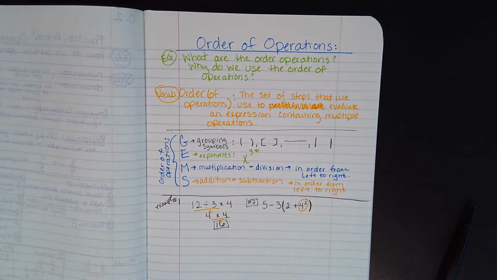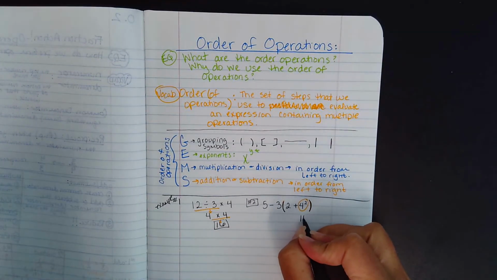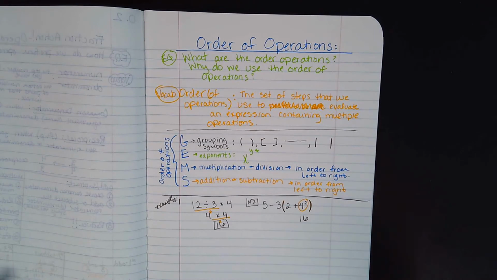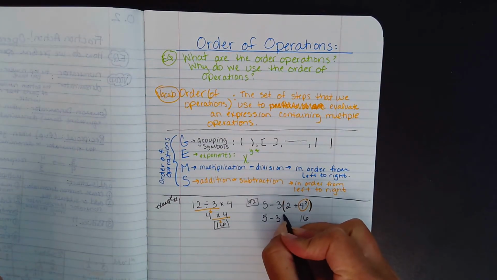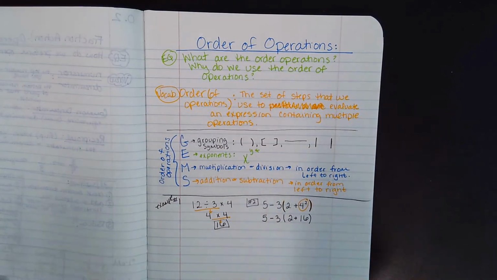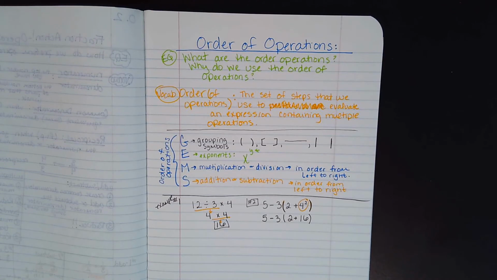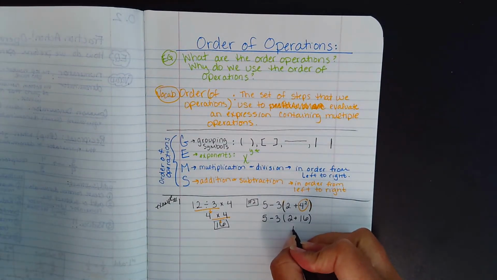And remember that 4 to the second power means I'm multiplying 4 times itself. So 4 times 4 is 16. And then I'm just going to bring down the rest of the problem. 5 minus 3 times the quantity 2, and now instead of 4 squared, I have plus 16. I still have that grouping symbol there, those parentheses. So 2 plus 16 is what I'm going to do next. There's no other operations there. So 2 plus 16 is 18.